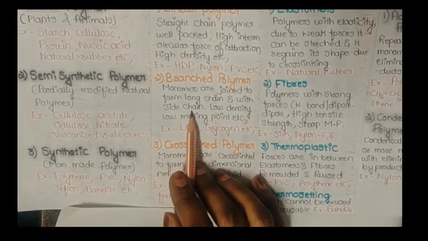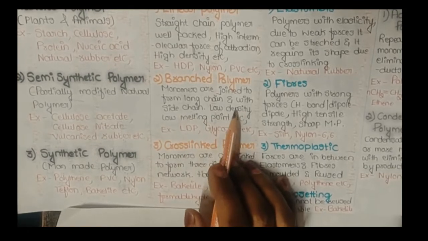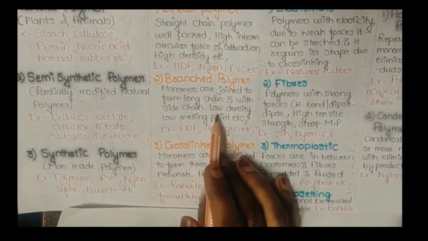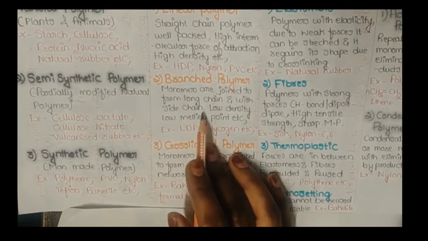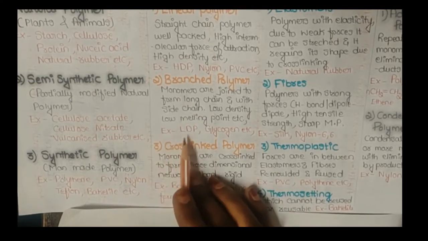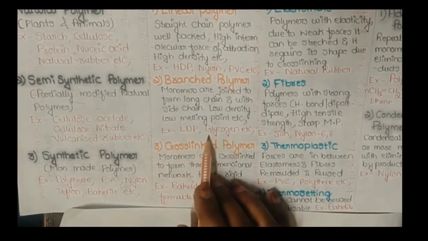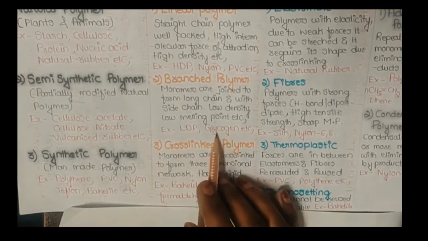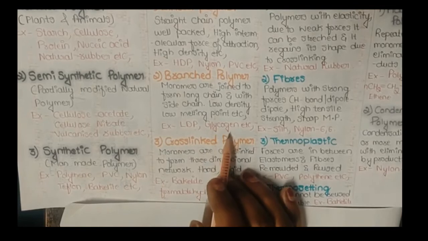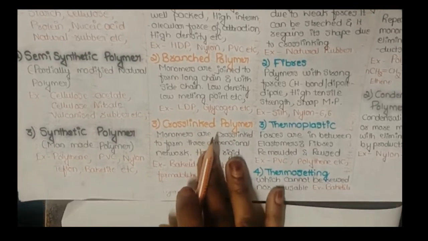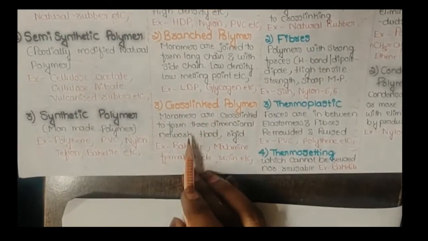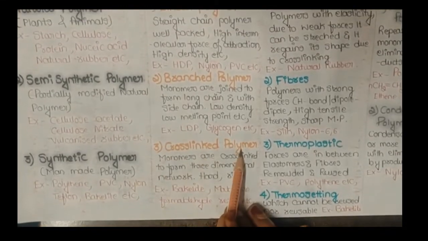So because of that, you have a very low density, low melting point and low tensile strength, etc. Okay, so the best example is low density polythene, and another one is glycogen. So this glycogen you will study under biomolecules. Okay, so let us move on to the next classification, that is cross-linked polymer.